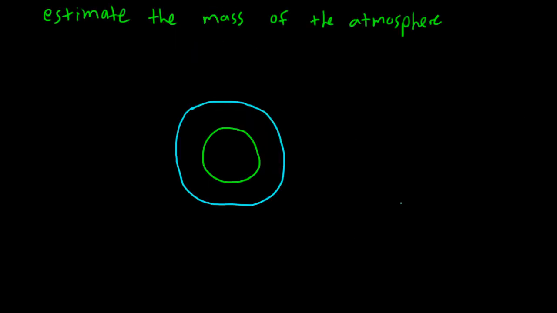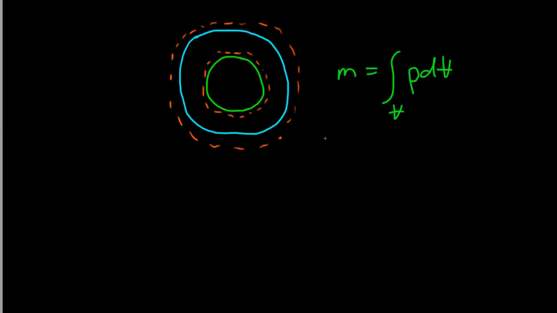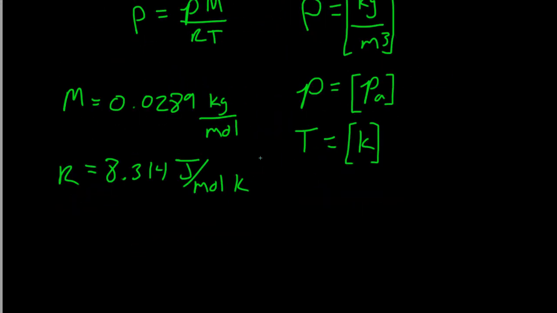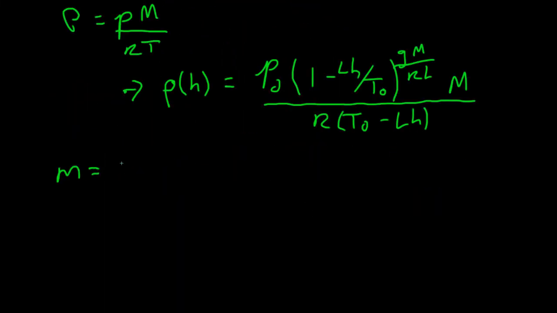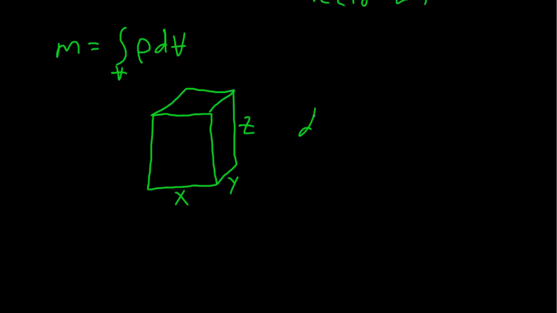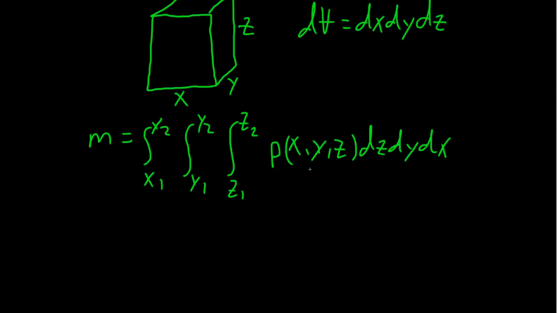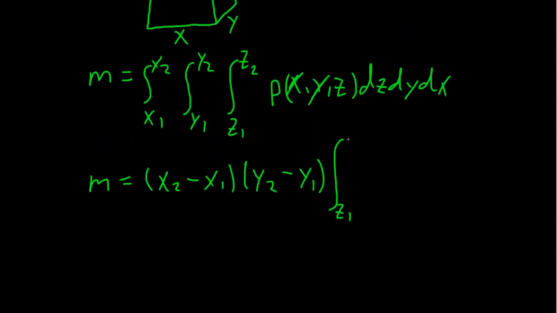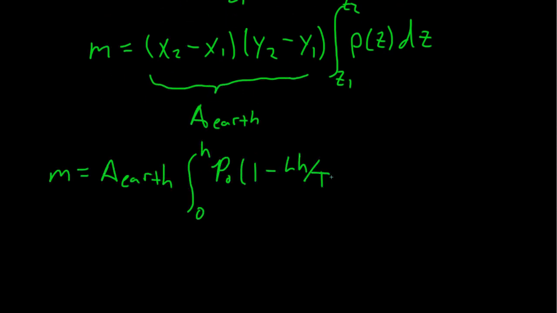To summarize, first we defined our system, including everything that is in the system, the boundaries of the system, and the interactions that occur at those boundaries. Next, we developed our governing equation using the definition of density and the ideal gas law. We then set up our integral of density over the volume of the atmosphere by defining a coordinate system and a differential volume element. We simplified the integral by recognizing that the density only varies in the z direction. This caused the surface area of the Earth to fall out of the triple integral, leaving us with an integral in the z direction.